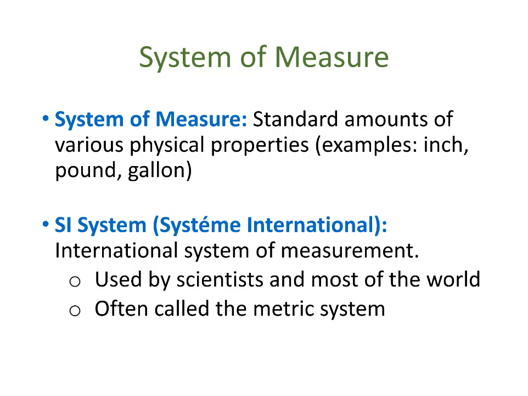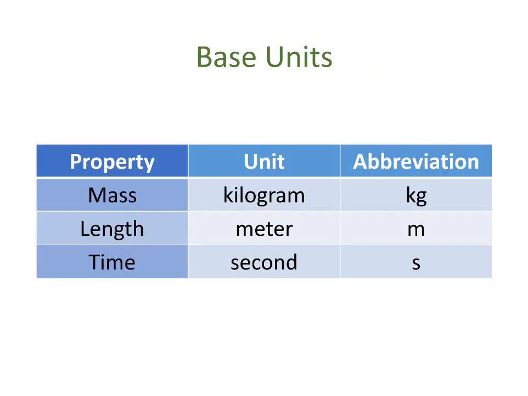In the metric system, there are base units and prefix multipliers. The common base units that we are going to use in chemistry are going to be the kilogram for mass, the meter for length, and the second for time. You can pause the video and copy this table down into your notes.